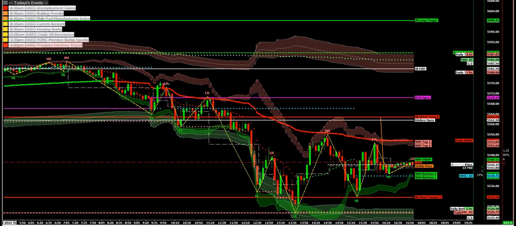Now, one of the nice things about the 5-minute chart is you can get a little bit of an overall structure. You can put almost an entire day's trading action, price action, on one screen. Okay?